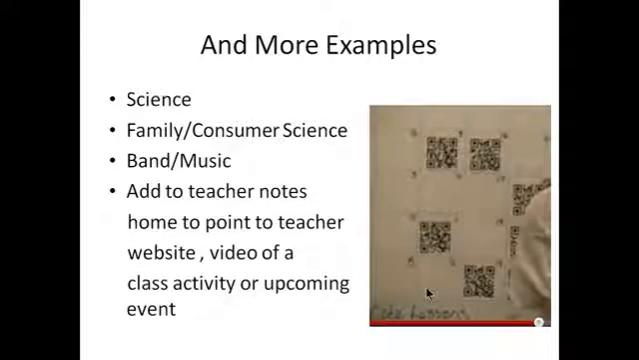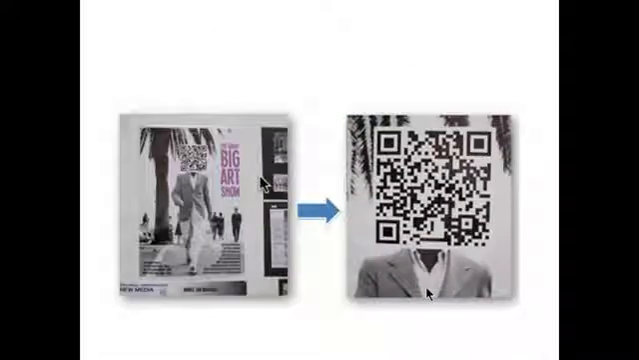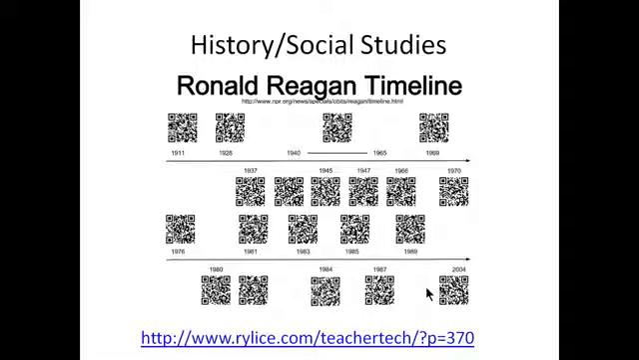Codes can be added to teacher notes. So at the beginning of the year, the teacher could do an introduction of him or herself. It could include a video of a class activity that's upcoming, or maybe a class activity that happened in the past to generate some excitement about the one that's going to occur in the future. Here's an example of a code that was used to advertise an art show. Here's an example of codes that are used for a timeline. And this could be a great student project with students all taking on a different portion of an individual's life.